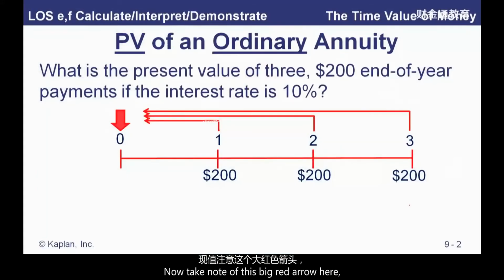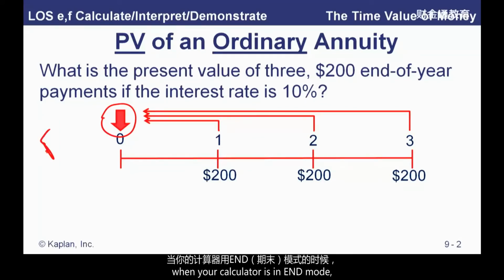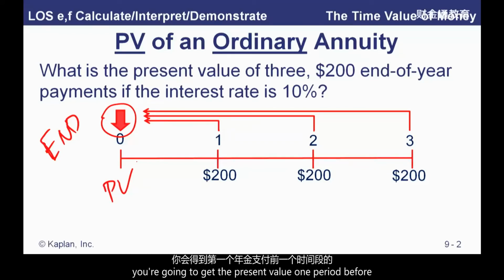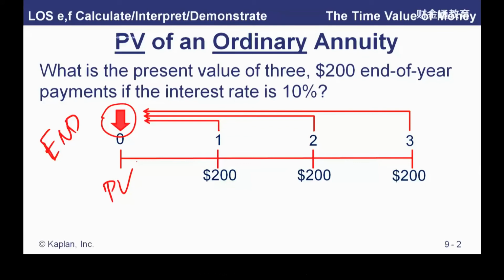Now take note of this big red arrow here. If I use the right end of my pen here, we've got this big red arrow. And that's because when your calculator is in end mode and you do a present value calculation, this is what you're going to get. You're going to get the present value 1 period before the first annuity payment. And as I said, we refer to this as an ordinary annuity.